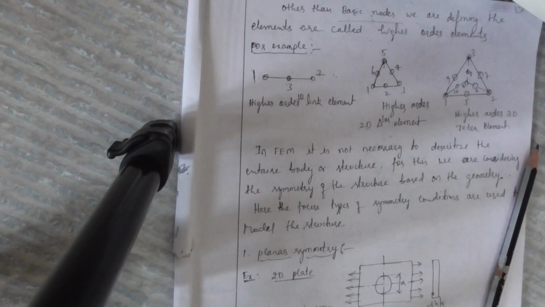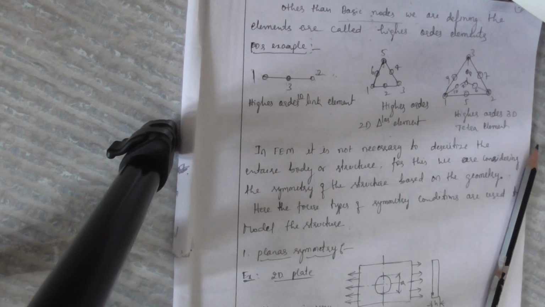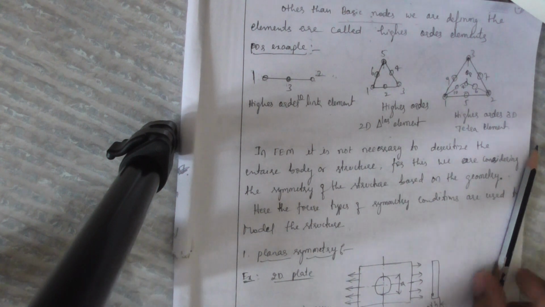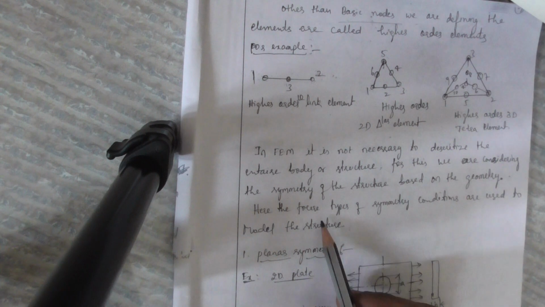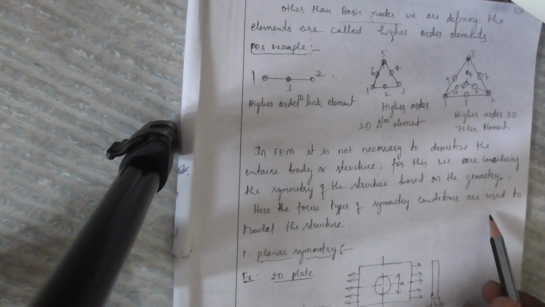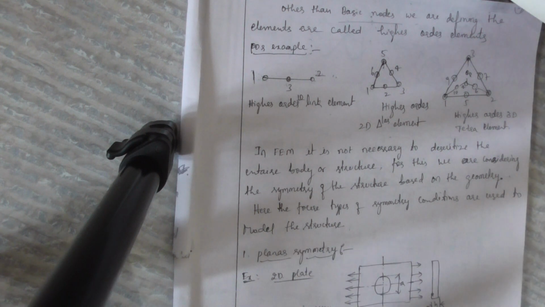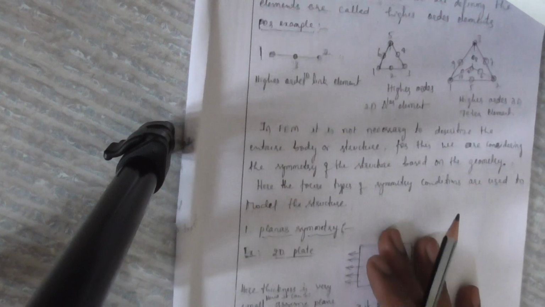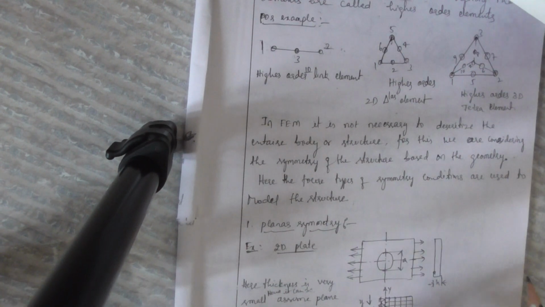So we can reduce the computational time by considering the symmetry. Hence four types of symmetry conditions are used to model the structure. Symmetry reduces the computational time and simplifies the problem from complex to simple. That's why the entire body is not discussed in FEM.